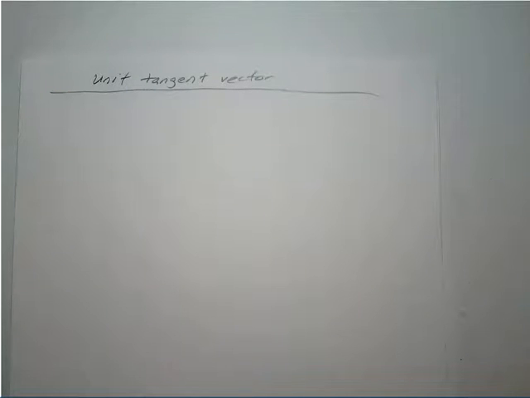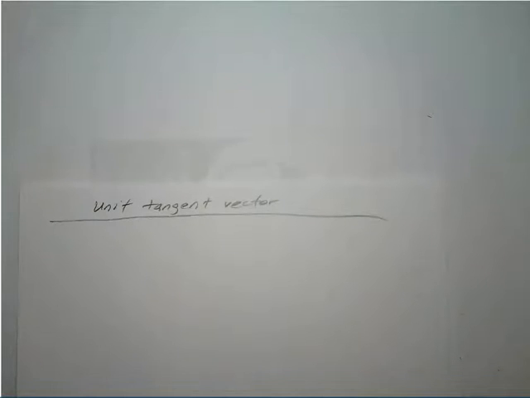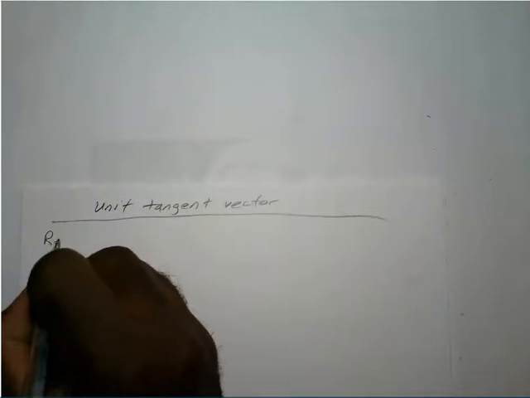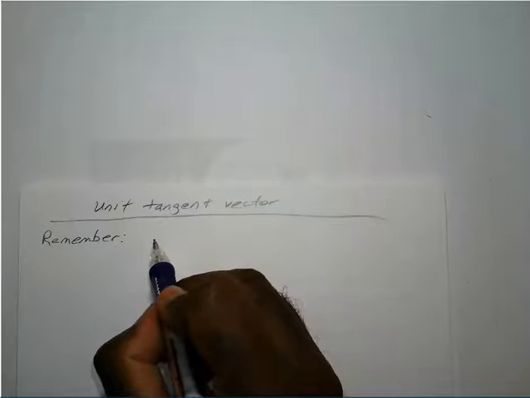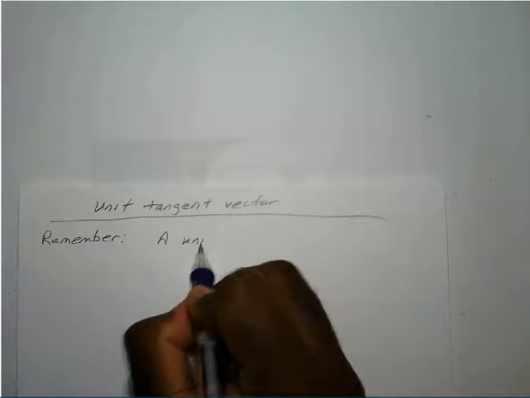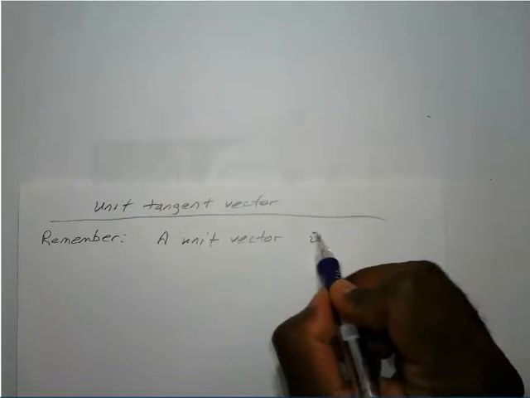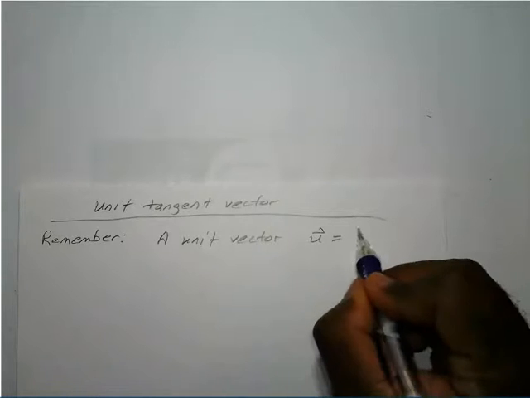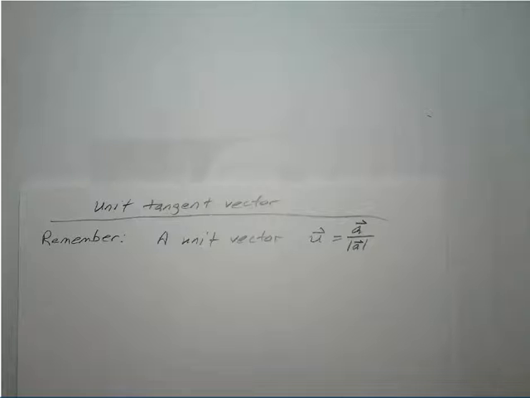Hello everyone. In this video we will be covering unit tangent vectors. Alright, so getting started, the first thing we're going to do is go back a little bit to just a regular ordinary unit vector. So a unit vector, remember, that's the u vector, which is equal to a vector over the magnitude of a vector.